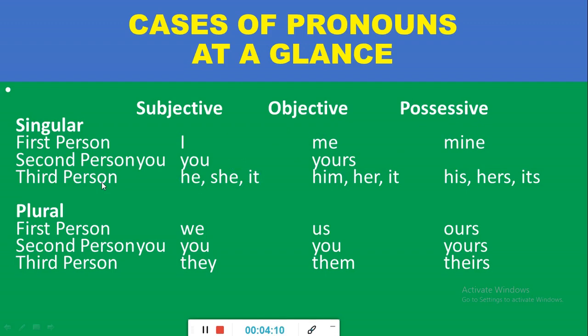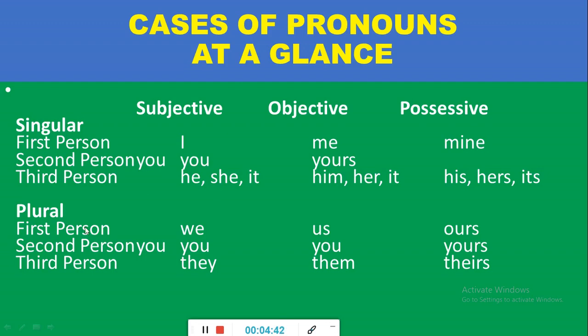Then we look at the third person subjective: he, she, and it. And then we have the objective: him, her, and it. And the possessive: his, hers, and its. All right, so these are the singular cases, the singular subjective, objective, and possessive pronouns.